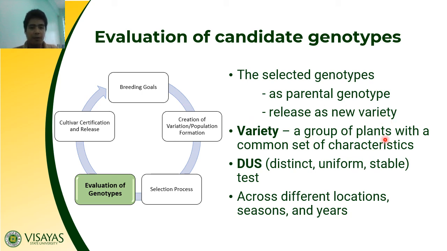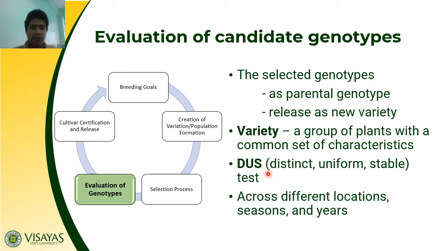So a variety is a group of plants with a common set of characteristics. So a variety should have these distinct, uniform, and stable traits. So that defines a variety from a genotype. So here in the selection process, we term it genotype because it's not yet a variety. And once it passes this DUS test, then that will be the time that that genotype be called a variety.